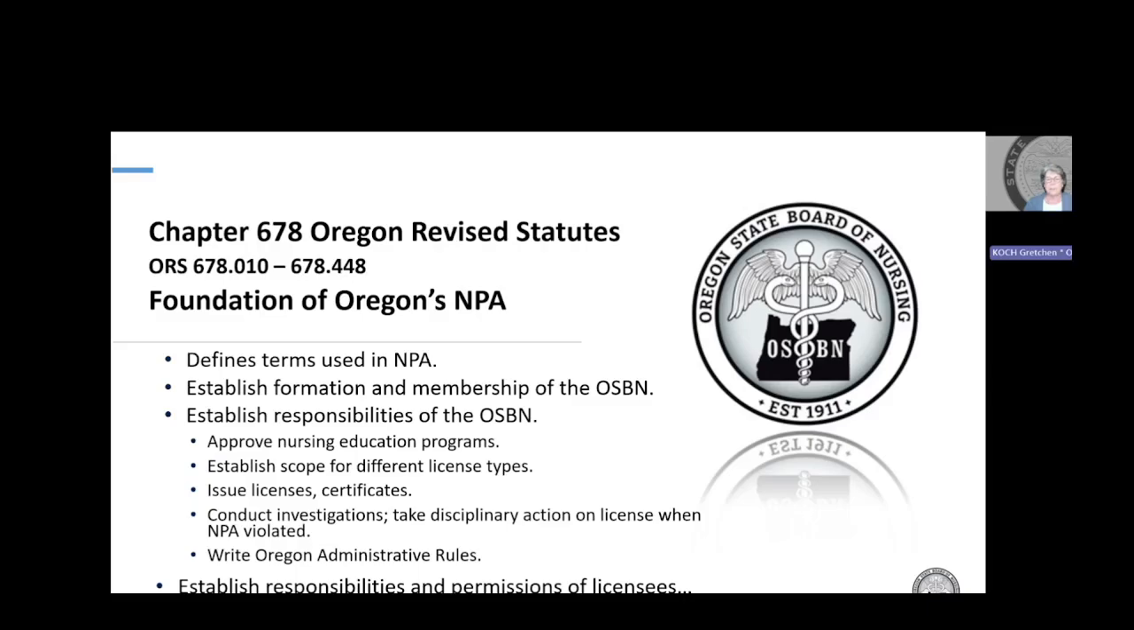The final example of OSBN responsibilities is the authority to write Oregon administrative rules, which serve to operationalize the requirements of statute. In addition to board responsibility, Chapter 678 statutes also establish specific responsibilities and permissions of those to whom a license has been issued.